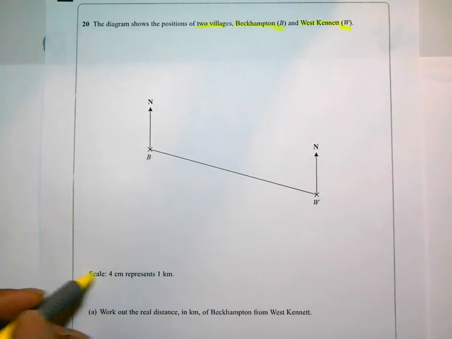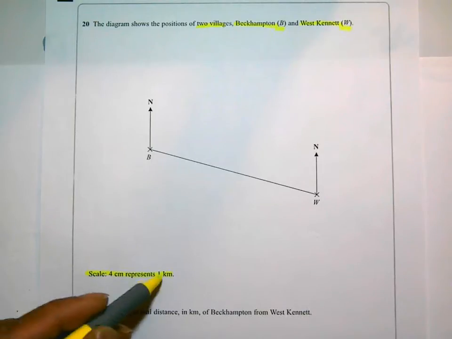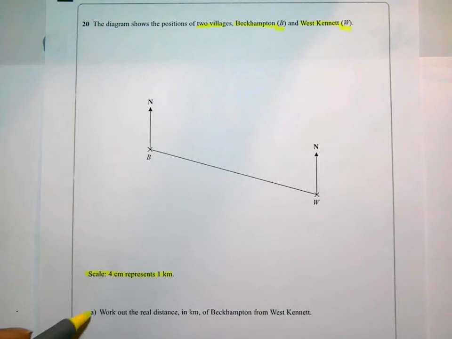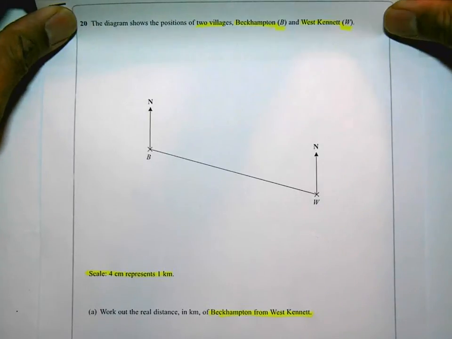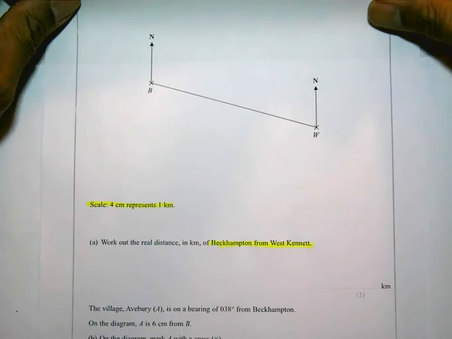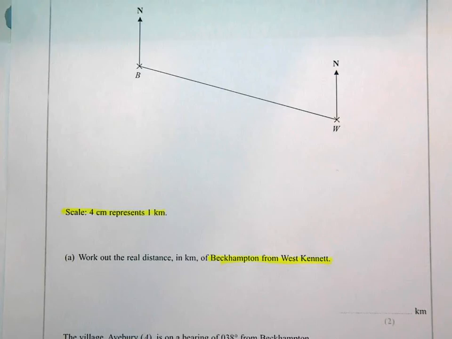The scale 4 centimeters represents 1 kilometer. 4 centimeters is 1 kilometer. Question part A says, work out the real distance in kilometers of Beckhampton from West Kenneth. So I'm going to raise this forward a bit, maybe zoom in as well. Okay, so hopefully you can see that better. The question says, work out the real distance in kilometers.